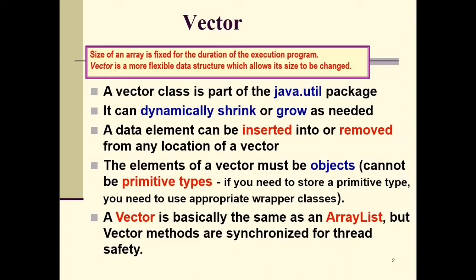What else? The elements of a vector must be objects. They cannot be primitive types. If you need to store a primitive type, then you have to convert it into a wrapper class. You must convert anything into an object first, then only you can store it in a vector. A vector is basically the same as an ArrayList, but vector methods are synchronized for thread safety.